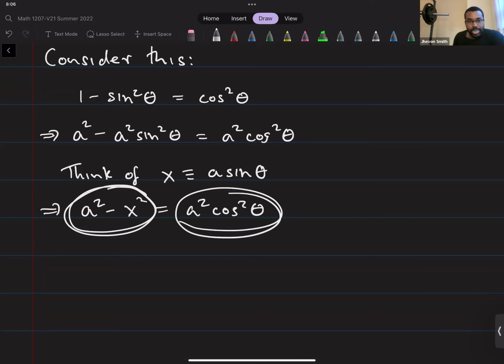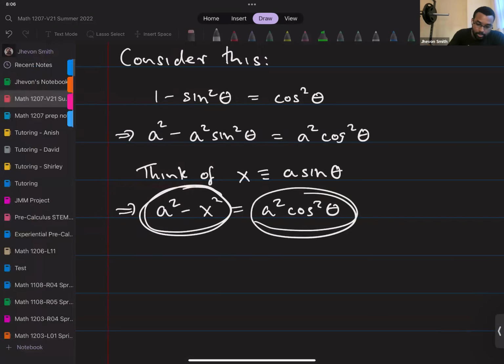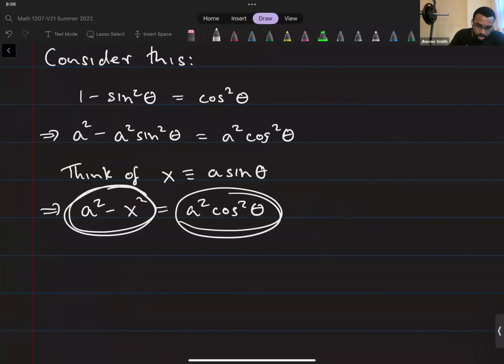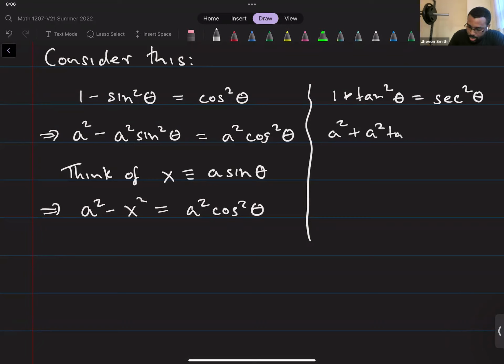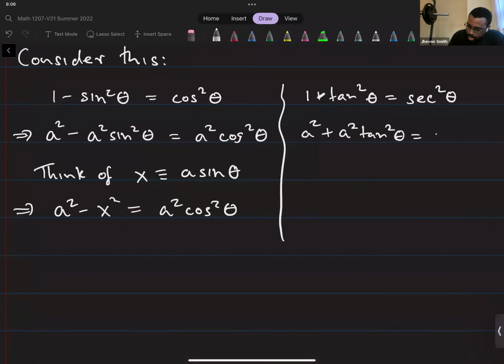And that's really nice because on the left side, there are two terms. There's a sum of things. On the right side, there's only one thing, right? Or we have that situation where 1 plus tangent squared gives us the secant squared. Of course, a squared plus a squared tan squared would give us the a squared secant squared.